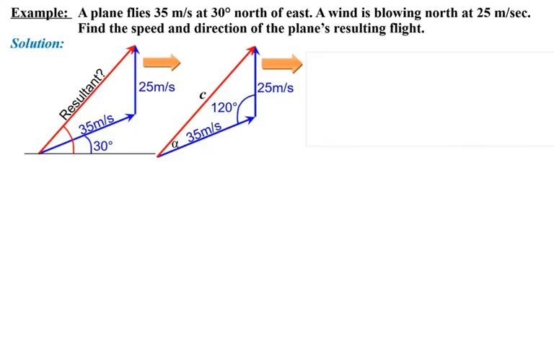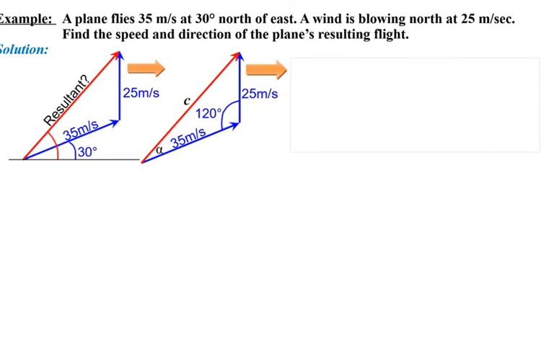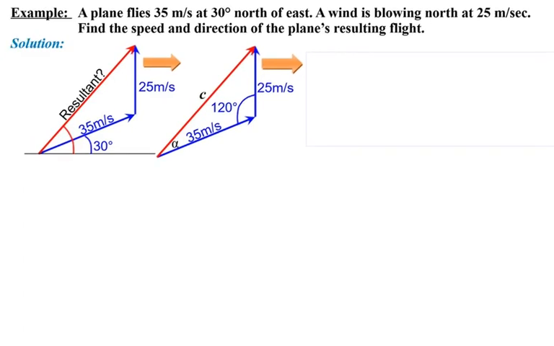Here's another example. An airplane is flying at 35 meters per second at 30 degrees north from east. So you see this angle, 30 degrees north from east, or north of east, and the wind is blowing north at 25 meters per second. Find the speed and the direction of the plane's resulting flight.